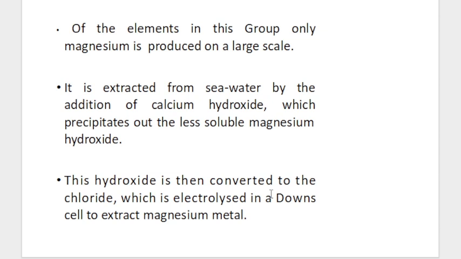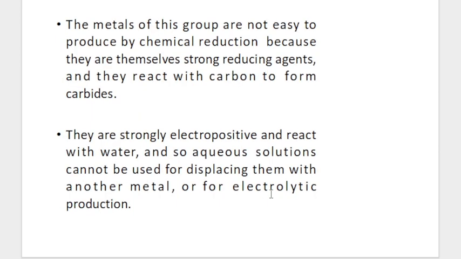Of the elements in group 2, only magnesium is produced on a large scale. It is extracted from seawater by the addition of calcium hydroxide, which precipitates out the less soluble magnesium hydroxide. This hydroxide is then converted to chloride, which is electrolyzed in a Downs cell to extract magnesium metal. So have that in mind, that your group 2 metals are also extracted by electrolysis.